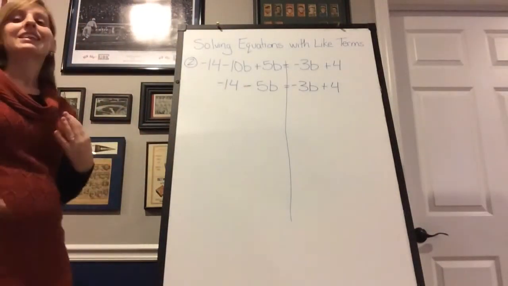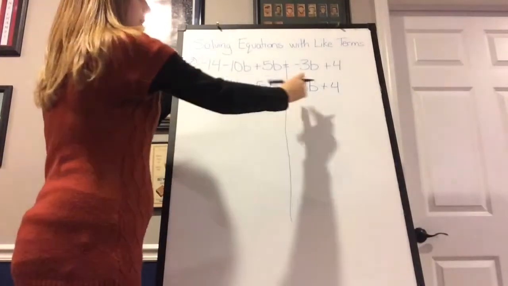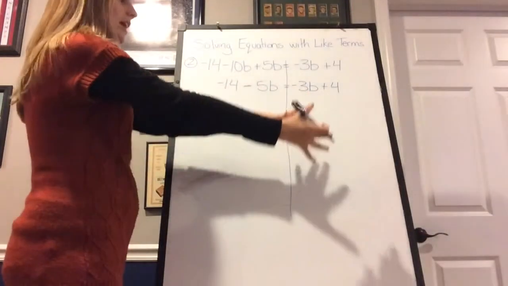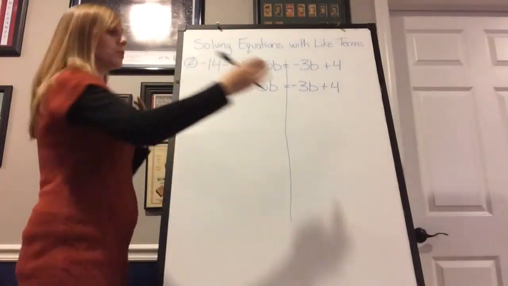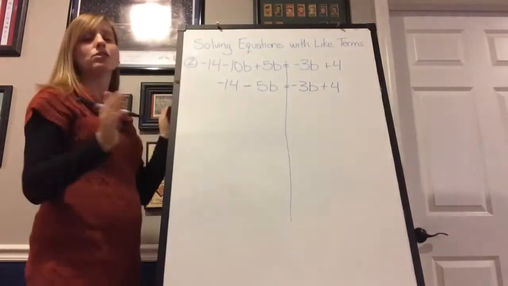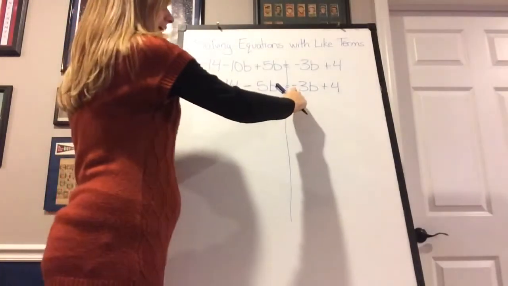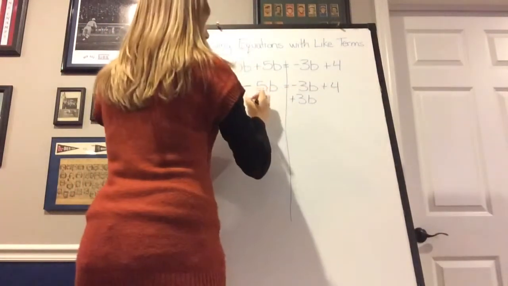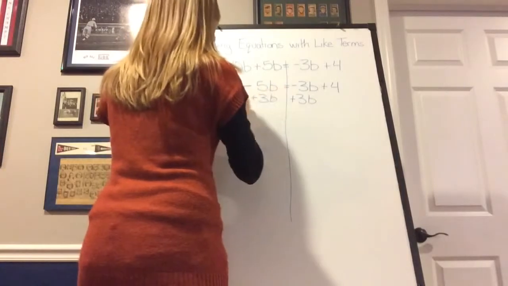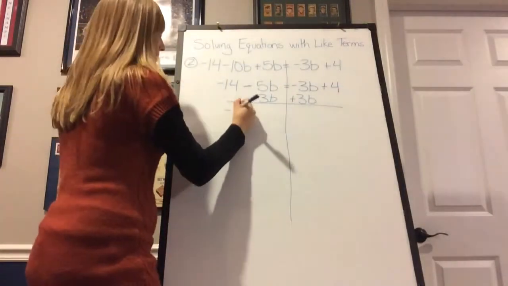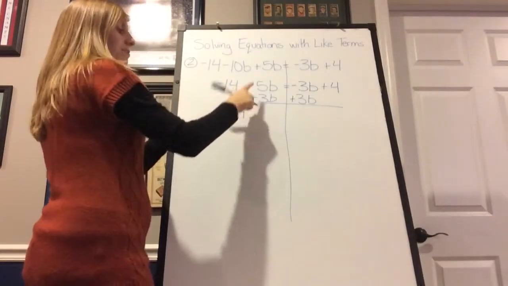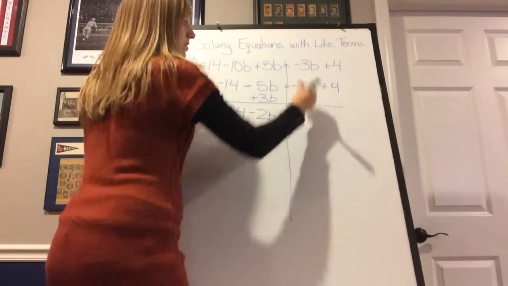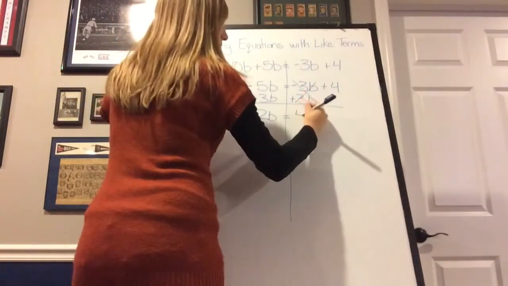Once you do that, we need to get the letters together, okay? I have a letter on the left side, I have a letter on the right side. I want them together. So I'm going to cancel out the letter on the right and bring it over to the left. Now remember, when you're moving from one side to another, you have to do the opposite. So the opposite of negative 3b is positive 3b. And again, make sure you do that on both sides. The negative 14 stays the same. Negative 5b and positive 3b is negative 2b equals, these 3b's cancel, and we get 4.